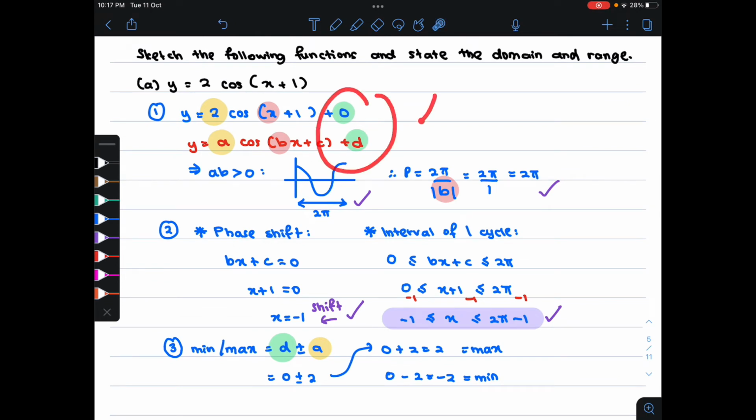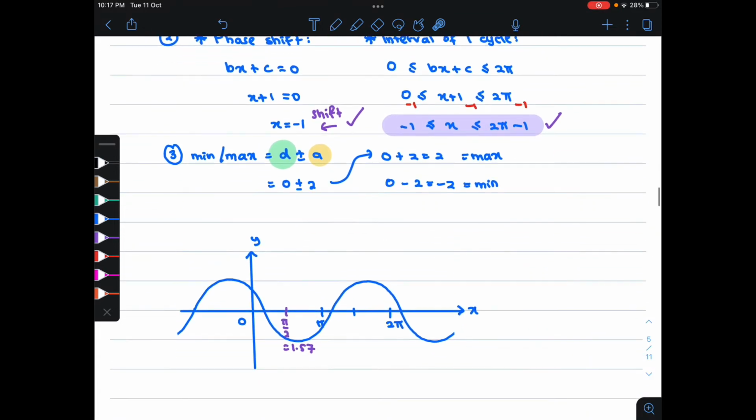Okay, but we're not done yet because we still need to shift your graph downward or upward. So here there's no shifting upward or downward since the value of D is 0. Next, don't forget to plot the minimum and maximum. So the maximum is 2 and the minimum is negative 2. And that is the function y. So from here we can see that the domain is from negative infinity until positive infinity. And the range is from negative 2 until positive 2.